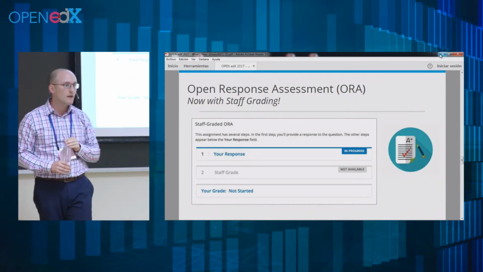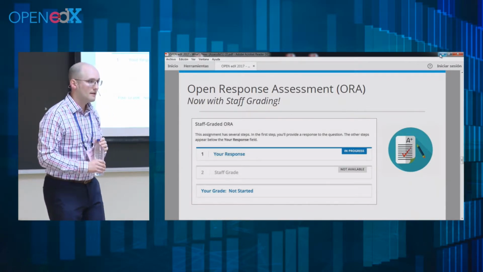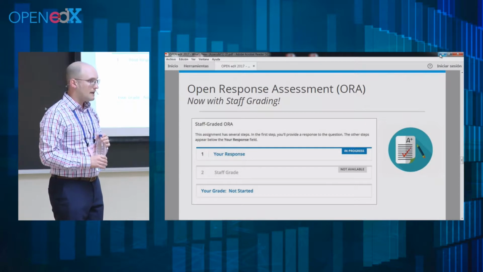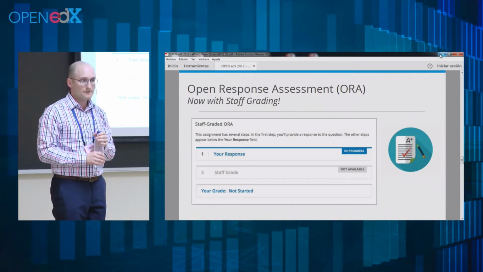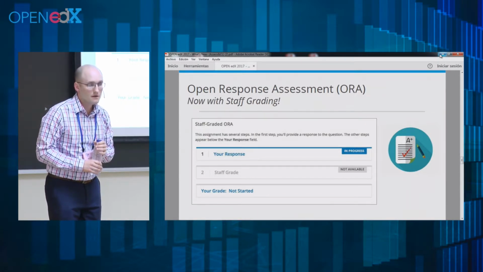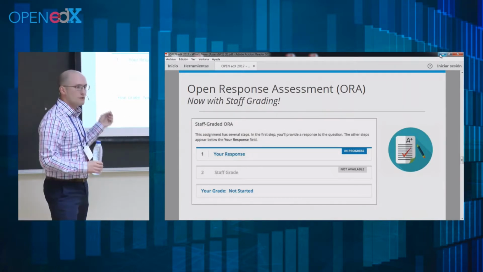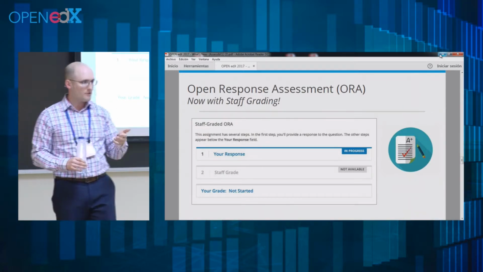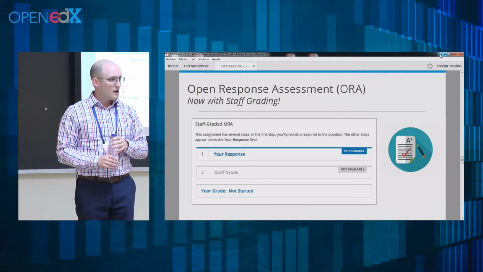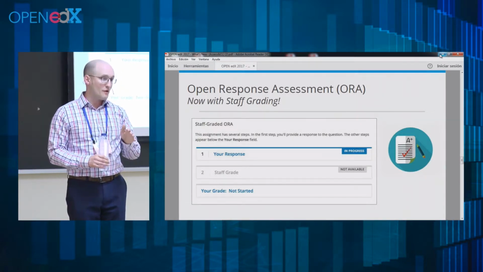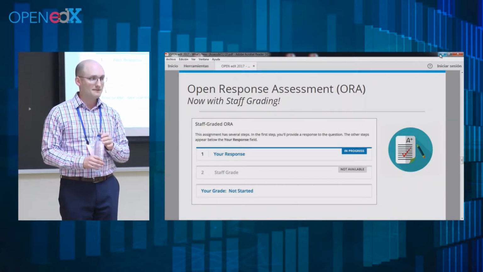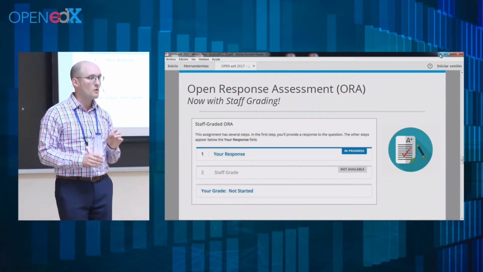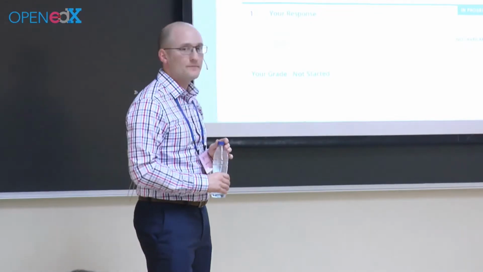Does the feedback need to be anonymized, or can it be non-anonymous? It can be anonymized. Can it be not anonymized? Well, it would be manual. Do you mean the staff person? No, the peers. Can I know who graded me? No, the peer grading is anonymized. So you won't know who gave you your score.